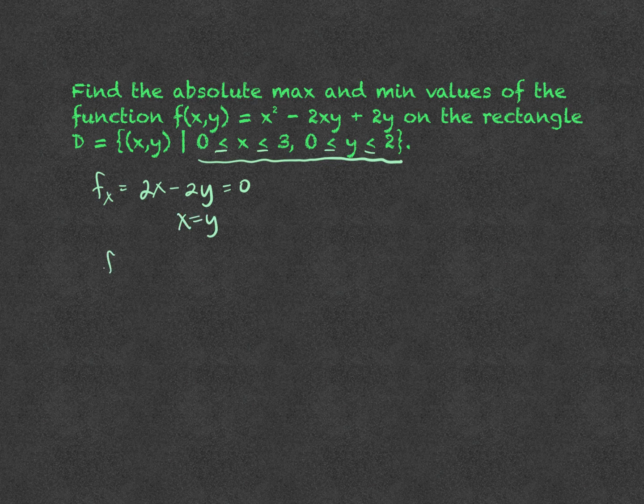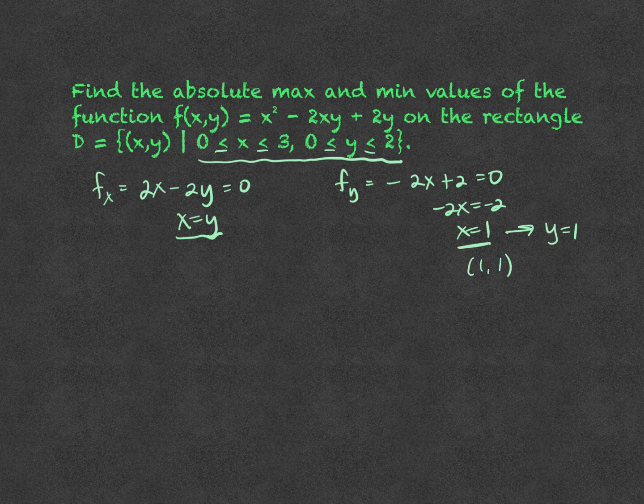Now our partial derivative with respect to y is going to be negative 2x plus 2 equals 0. So then we find negative 2x equals negative 2, so x equals 1. Looking at this first one, x equals y. Two variables needs two equations. We could back this up and say x minus y equals 0, x equals y. So since x equals 1, then y equals 1. So our only critical point is at 1, 1. Wasn't that nice of them?